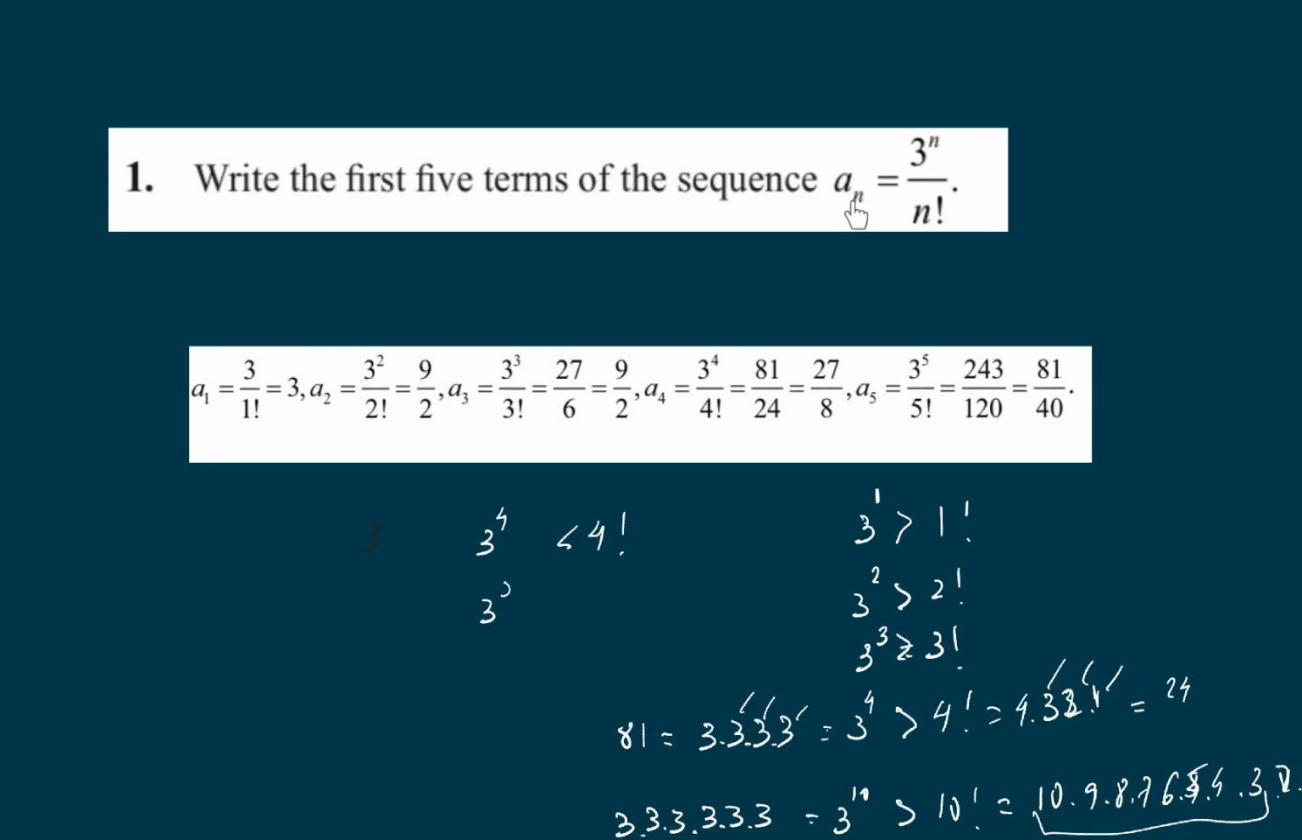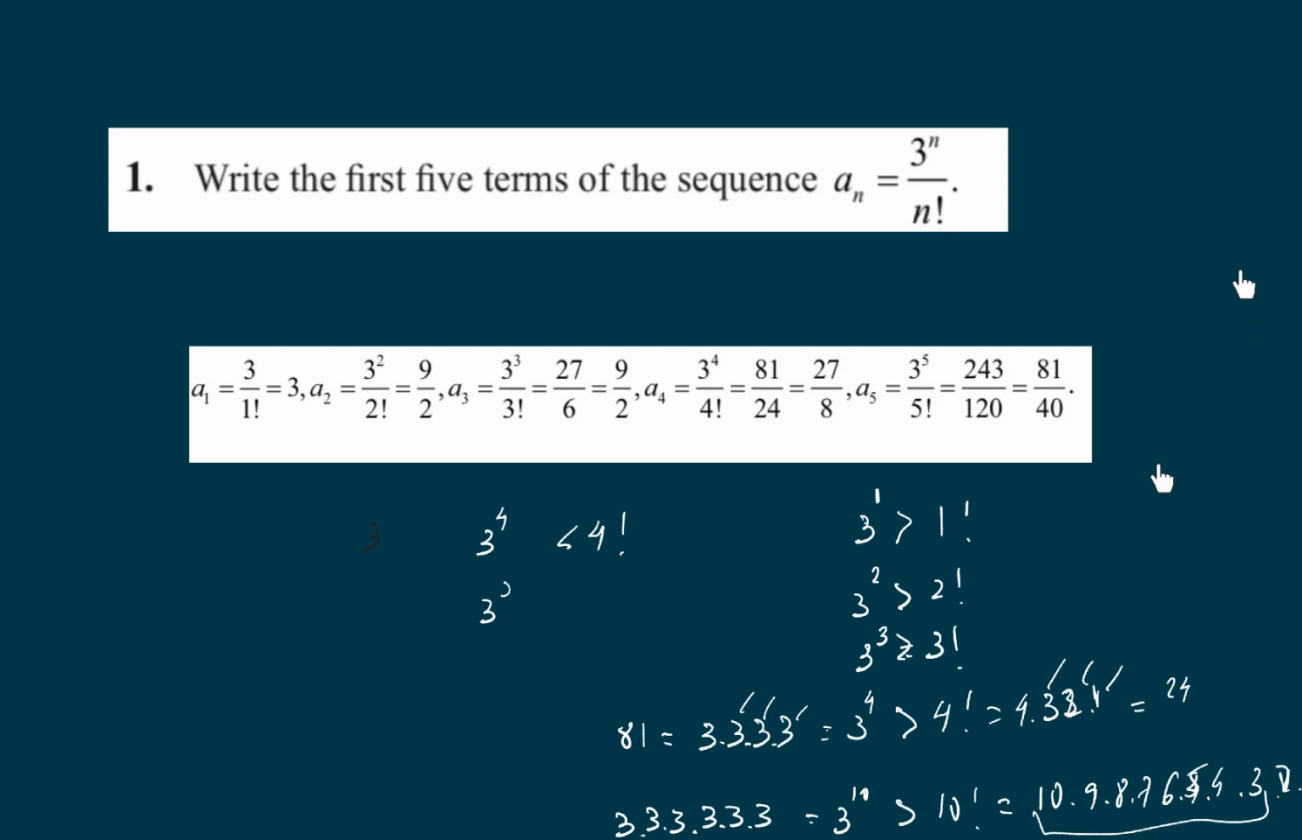Who would be a2? a2 will be 3 raised to the second power, 3 squared, divided by 2 factorial. 3 squared divided by 2 factorial is 9 halves. What is a4? a4 is 3 raised to the 4 divided by 4 factorial. 3 raised to the 4 is 81, 3 times 3 times 3 times 3. Divide by 4 factorial: 4 times 3 times 2 times 1. So 81 over 24.